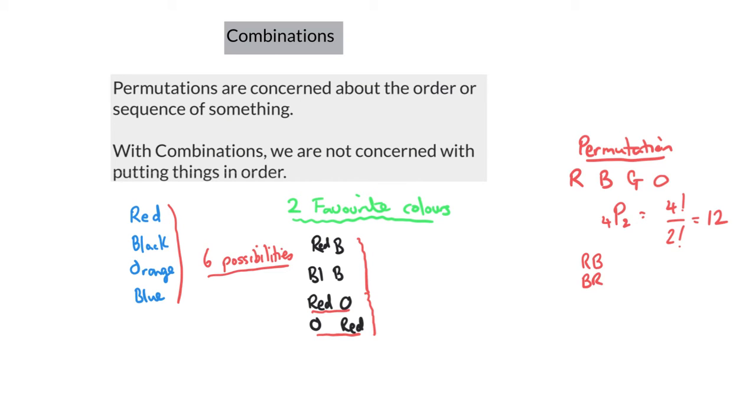So now we introduce a different formula, and it's called the combination formula. So nCr, n choose r, is n factorial over n minus r factorial times r factorial. And that is the new formula for combinations.